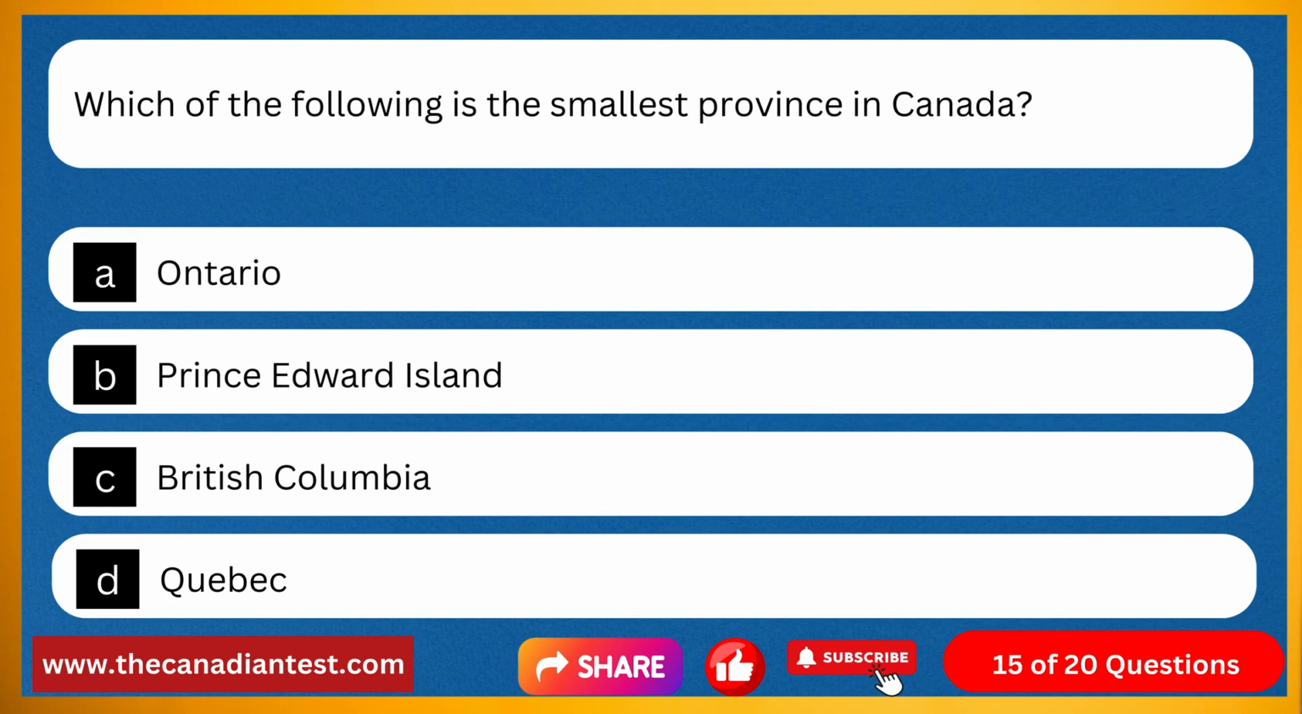Question 15. Which of the following is the smallest province in Canada? Option A, Ontario. Option B, Prince Edward Island. Option C, British Columbia. Option D, Quebec.